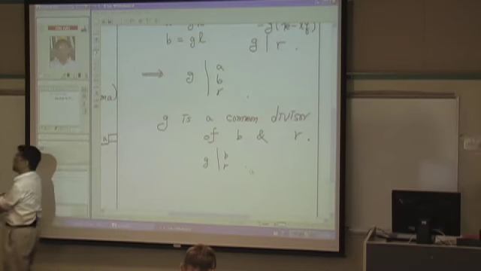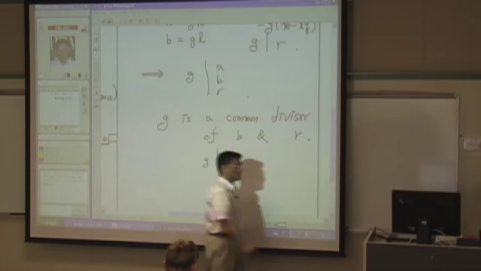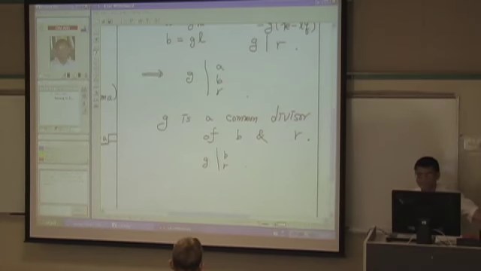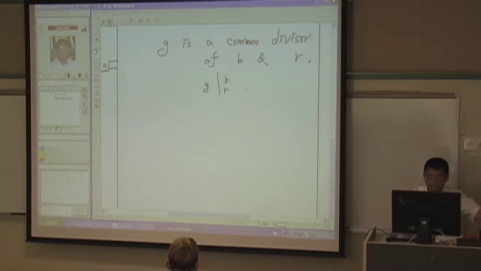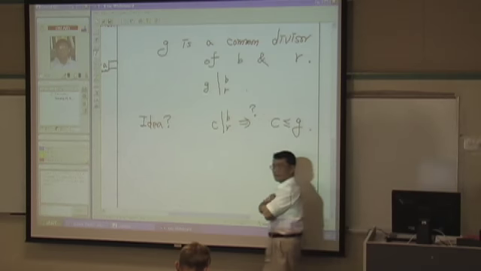Then the next part is showing that G should be the greatest. In other words, there couldn't be anything bigger than G. Or, more technically, if there is any CD of B and R, that C should be less than or equal to G. Do you know what I mean? So this is the strategy. The idea is this: if C divides both B and R, then C cannot exceed G. This is the one that I want to know, right? Do you follow me? Right?